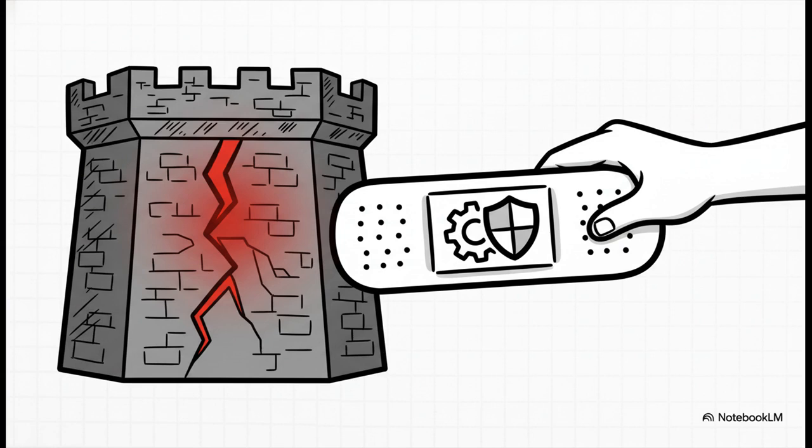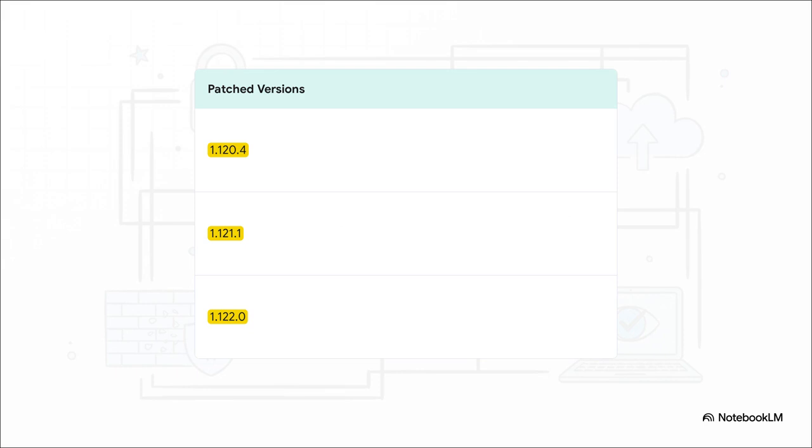Don't put this off. And here are the magic numbers. Take a look. If your version number is older than any of the ones you see in the patched column, you are exposed. It's that simple. You need to get yourself to at least 1.120.4 or 1.121.1, or just grab the latest version to be safe. Seriously, this is your top priority.